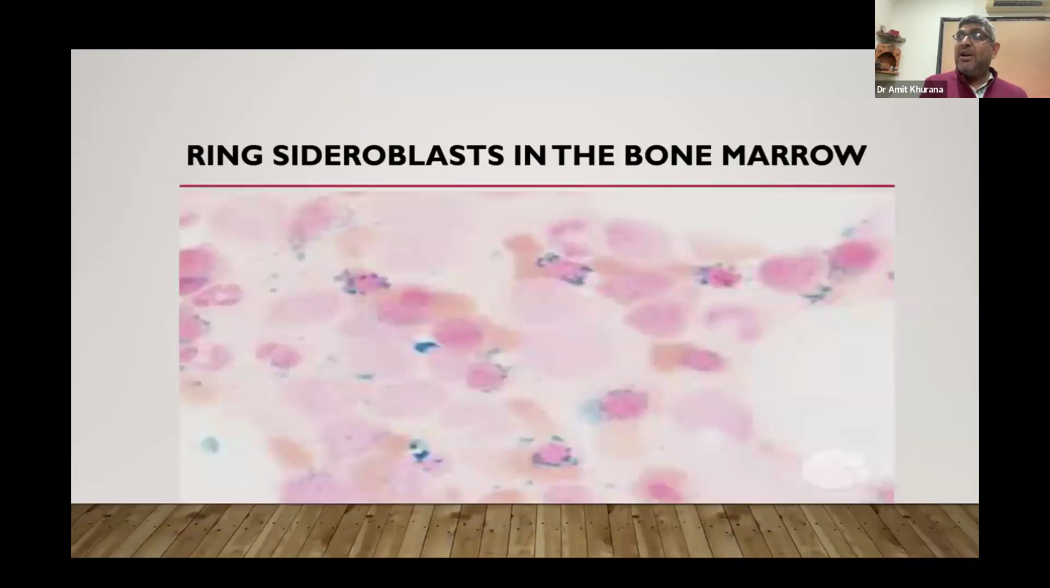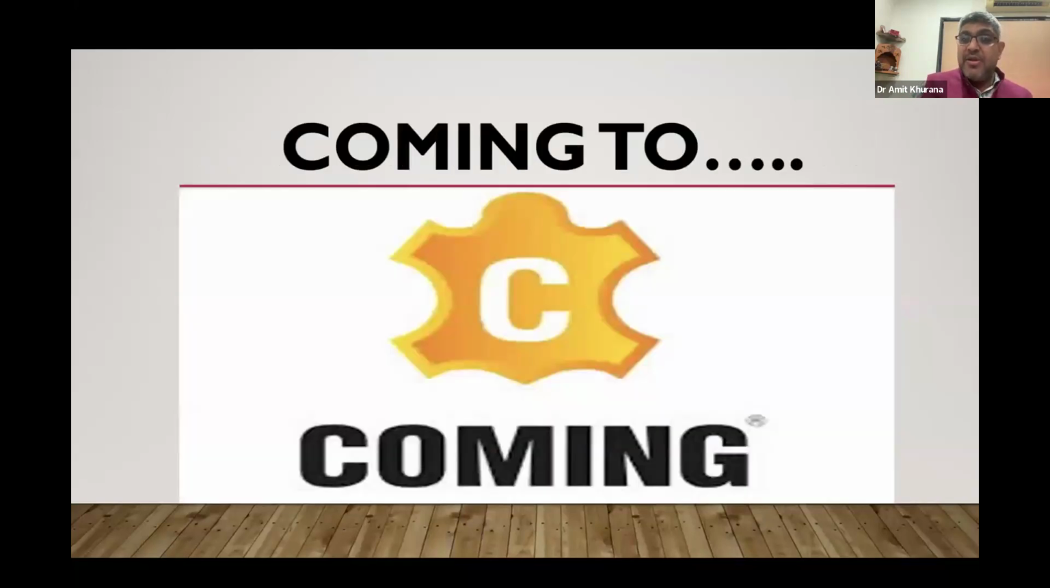And very important, like in B12 deficiency, where you get ring sideroblasts and high iron stores, again in TRMA also you get ring sideroblasts in the bone marrow.